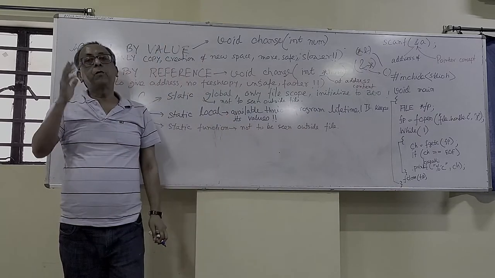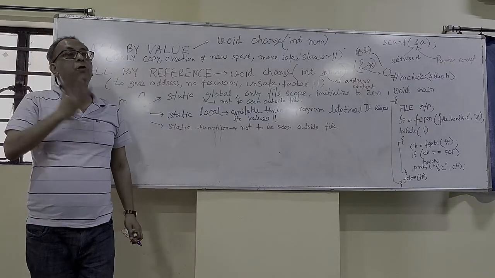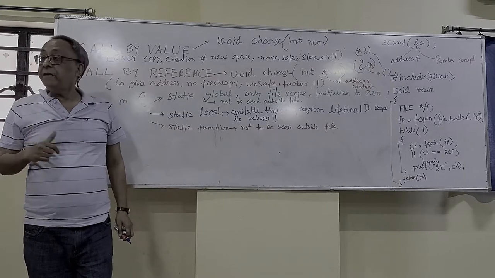That is one advantage. But what is the cost of it? What is the disadvantage of it? The virtual machine is always slower. Okay, it's always 10 times slower.